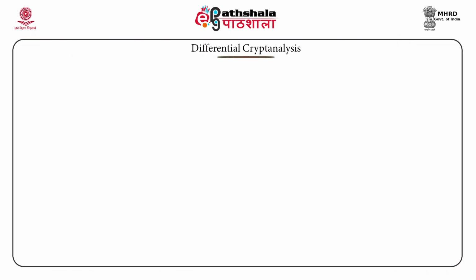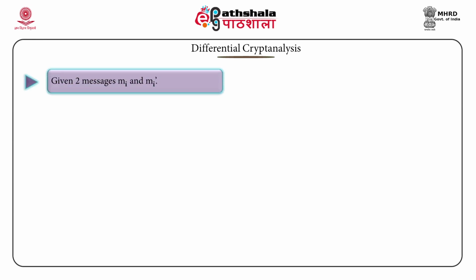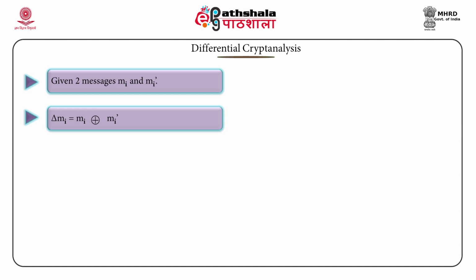Then come two types of cryptanalysis. First is differential and second is linear cryptanalysis. Differential, as its name suggests, we are taking the difference of whom? The two messages. For example, you are given two messages Mi and Mi dash. If we want to find out in how many characters they differ, simply do exclusive OR. That would give you delta M. So delta Mi is nothing but the exclusive OR of Mi with Mi dash.